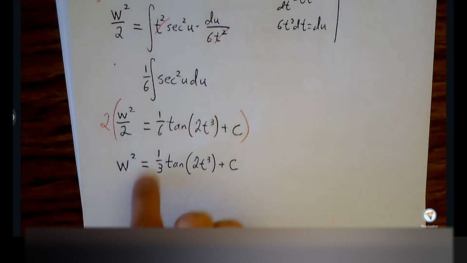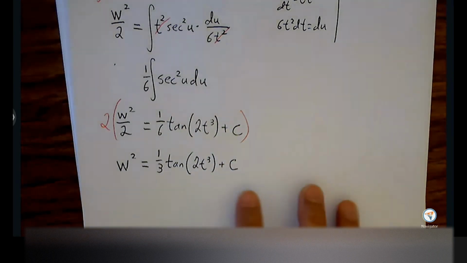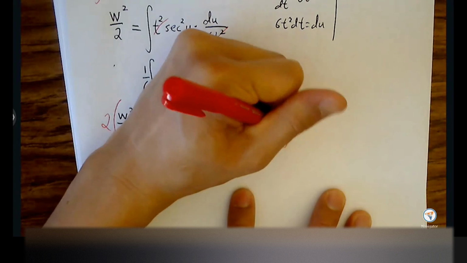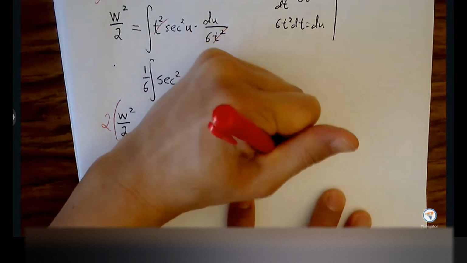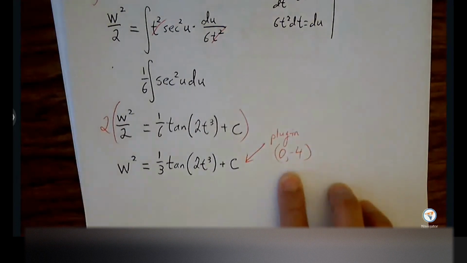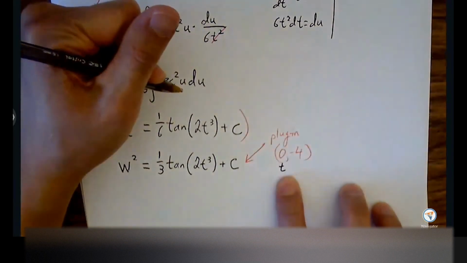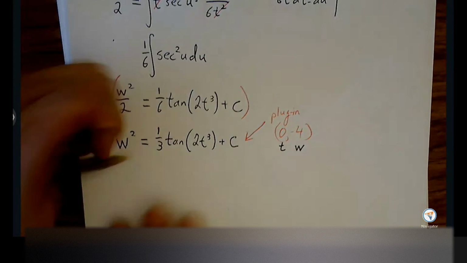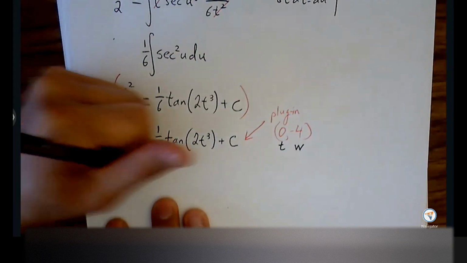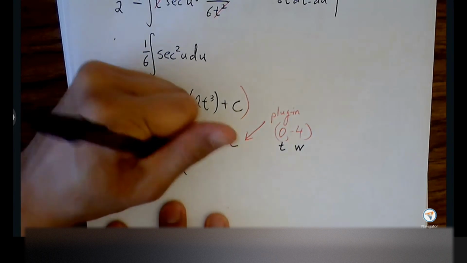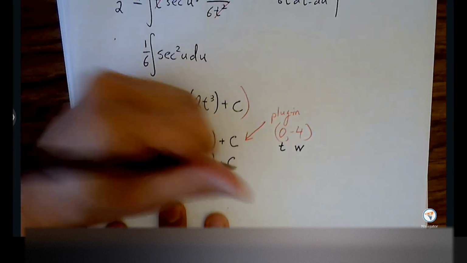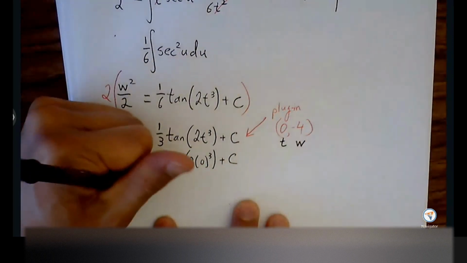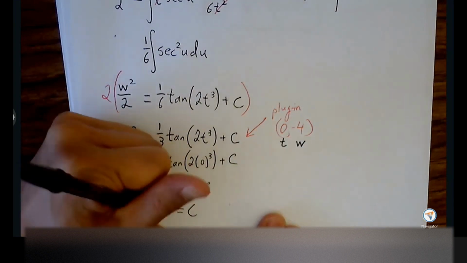So I'm one thing away, right? I know there's a square root coming up, but I want to get to that C before the messiness of the square root. So I'll go ahead and plug in 0, negative 4. And 0 is my T, independent variable, and my W is my dependent variable. That's the negative 4. Okay, the convenient thing is tangent of 0 is just going to be 0, so it's going to wipe this whole thing out. So C equals 16.